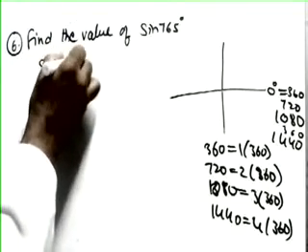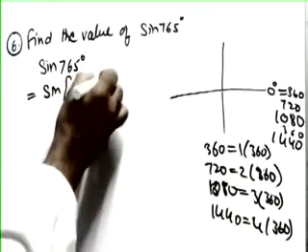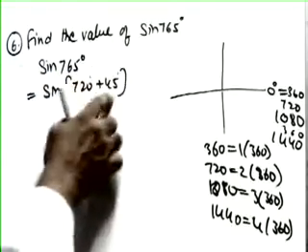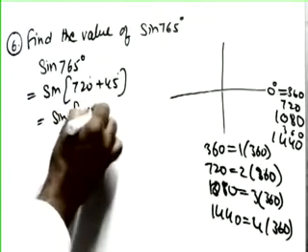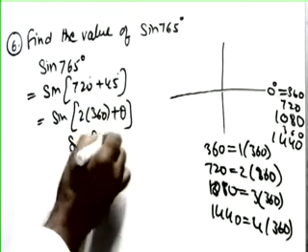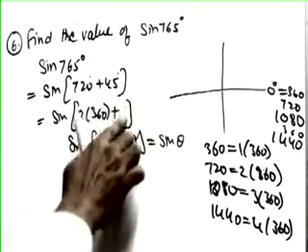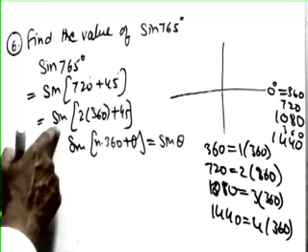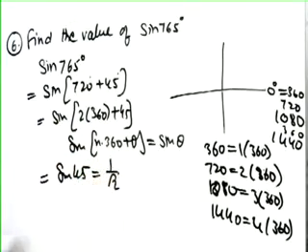Now, sine 765 degrees. We can write it like this: sine of 720 plus 45. 720 is 2 into 360, so this is of the form sine of n into 360 plus theta. This is the formula we have: sine of n into 360 plus theta is nothing but sine theta. So this is sine 45, and you know sine 45 is 1 by root 2.